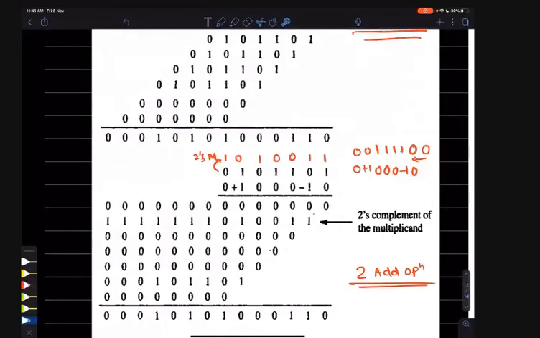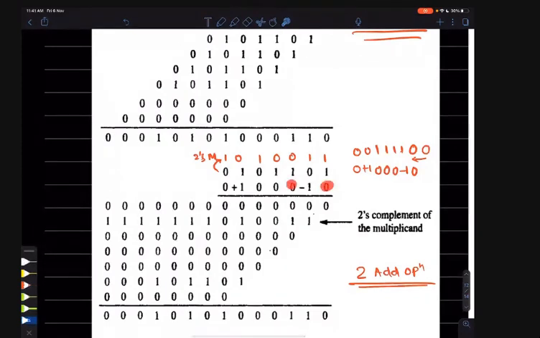Where is the 2 addition operation? 1 is here, 1 is here. Okay, so only 2 addition operations, and all the others are only shift operations. If we perform it in the case of sequential operation after the coding scheme, then what will happen?